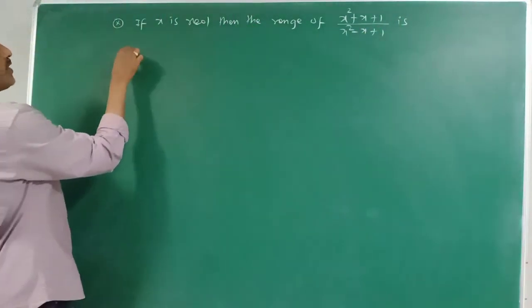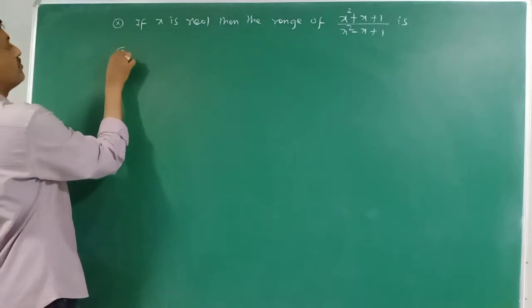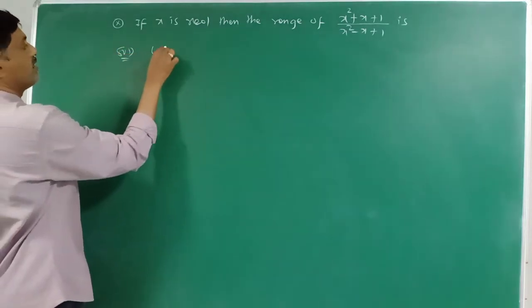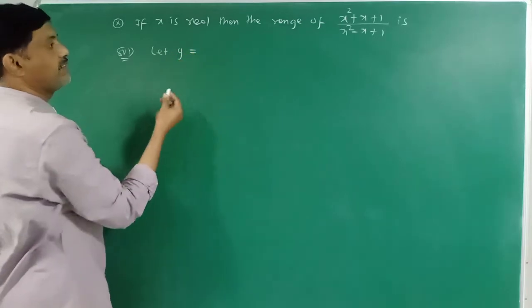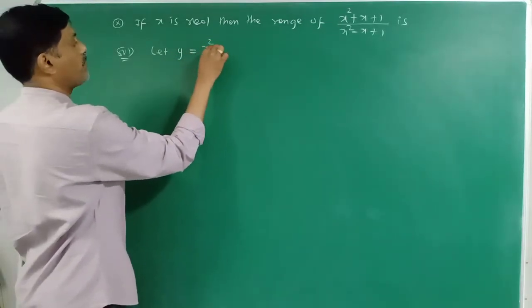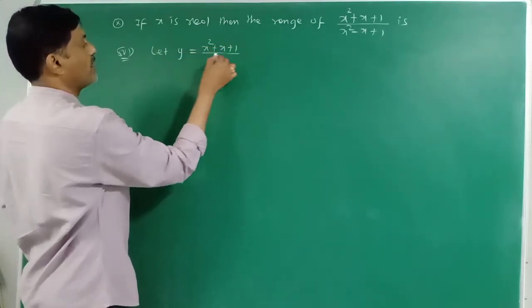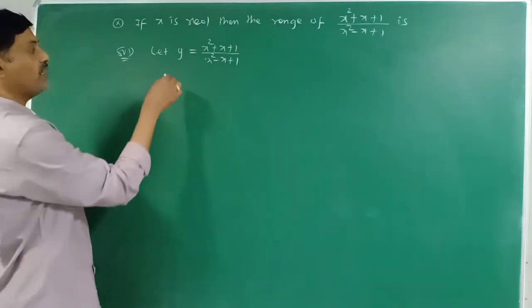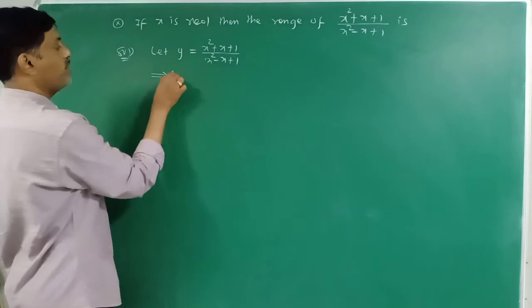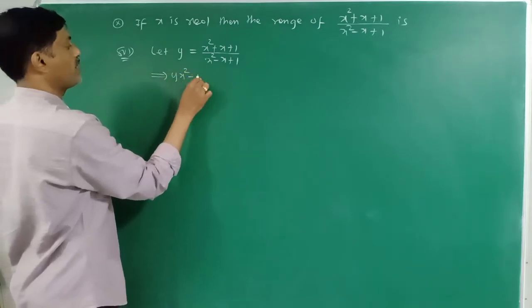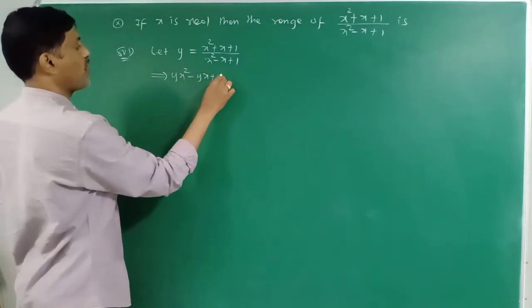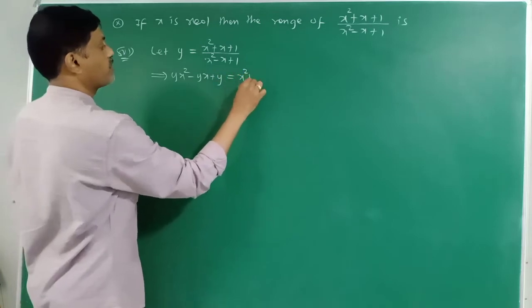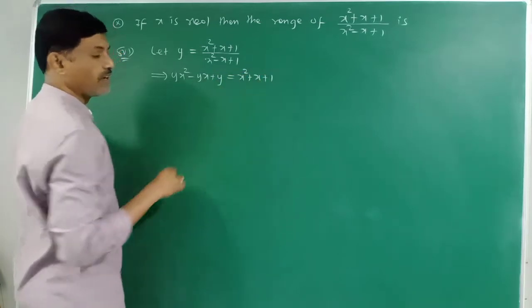Okay. Now consider it as y. Let y is equal to x square plus x plus 1 by x square minus x plus 1. Okay, cross multiply: y times of x square minus y times of x plus y is equal to x square plus x plus 1.